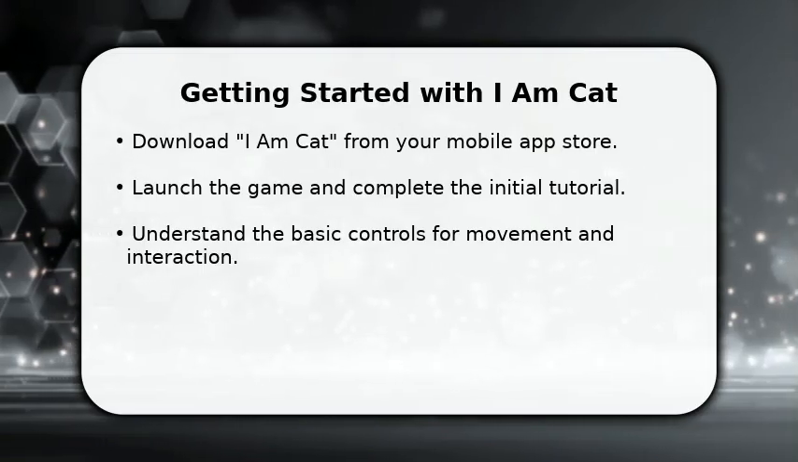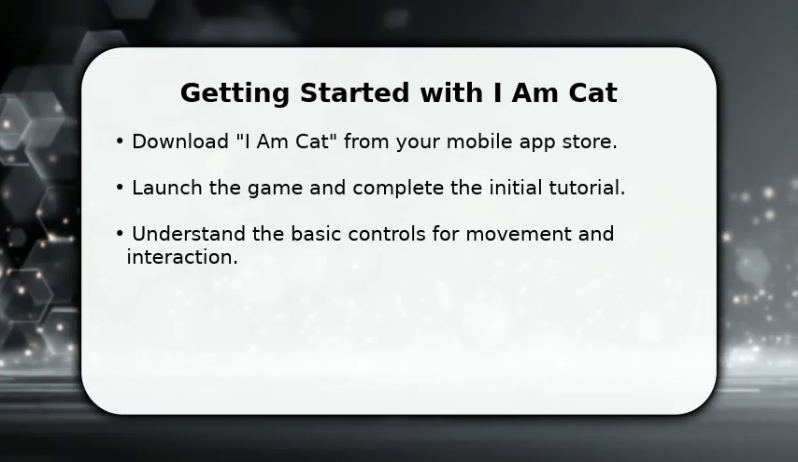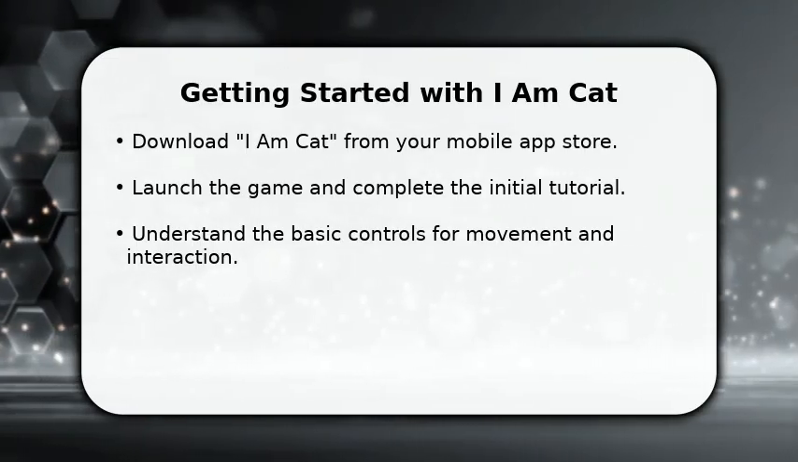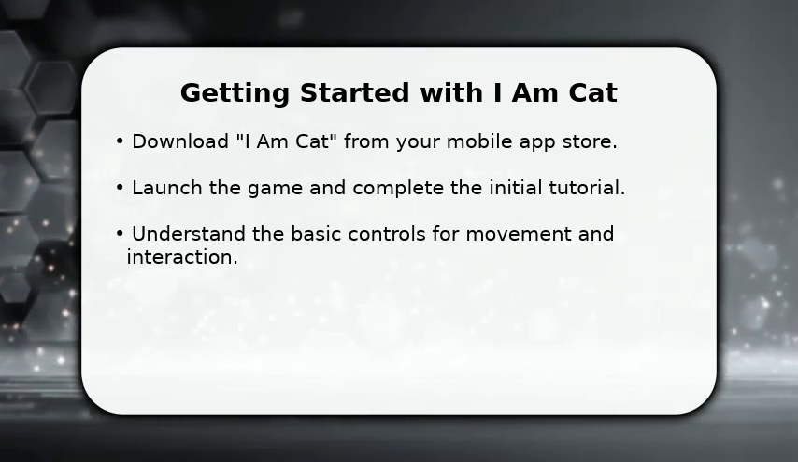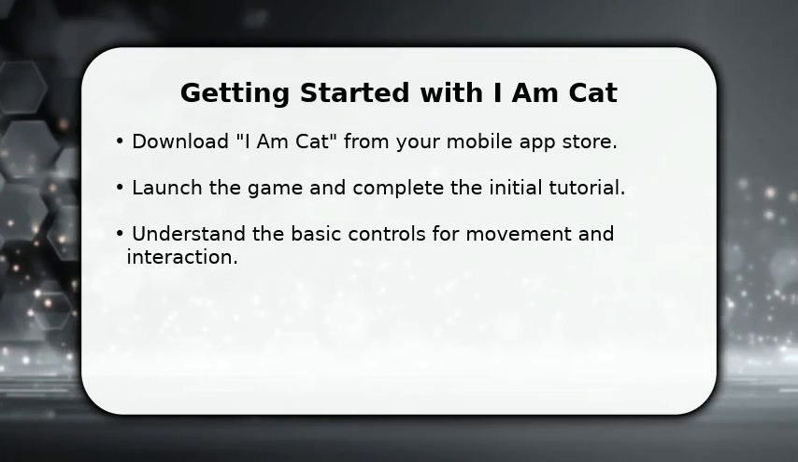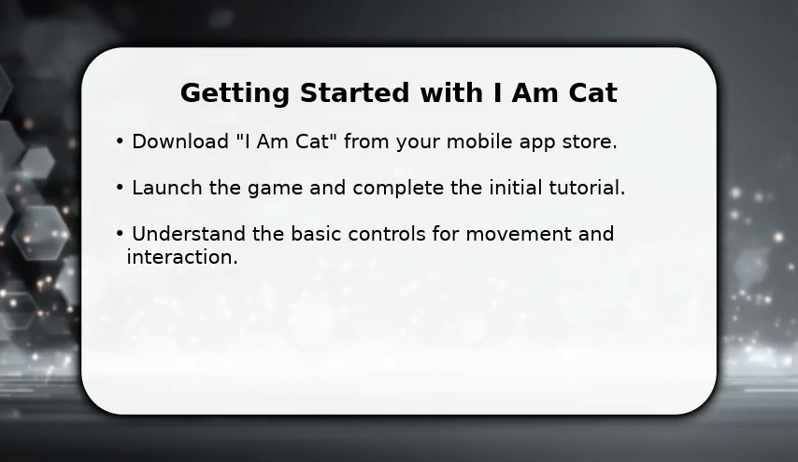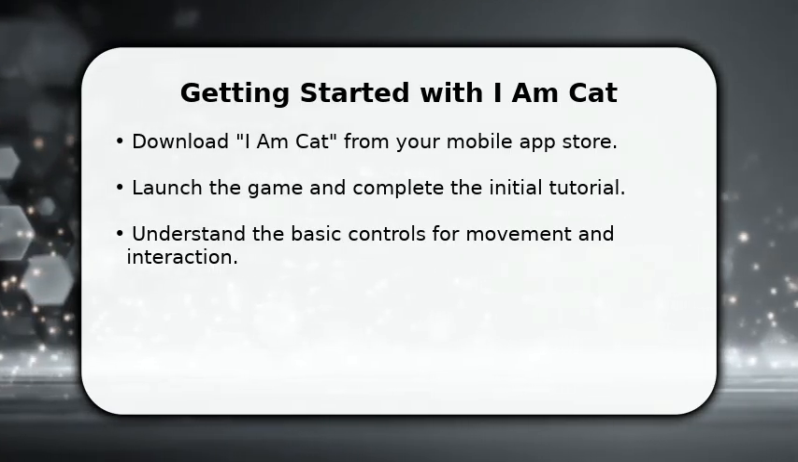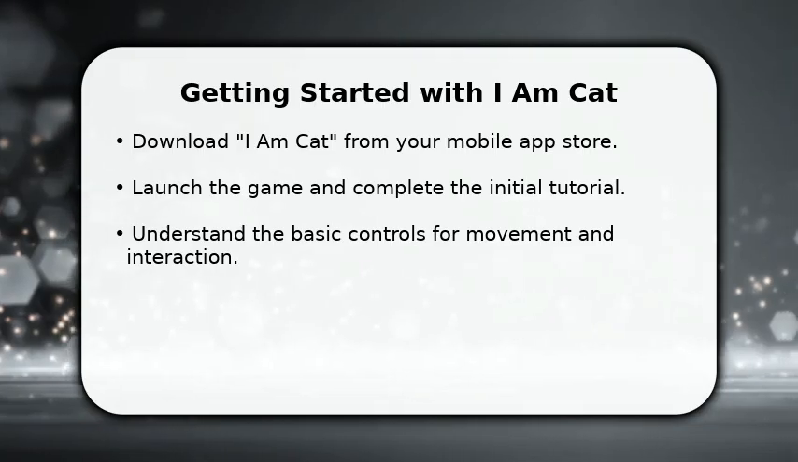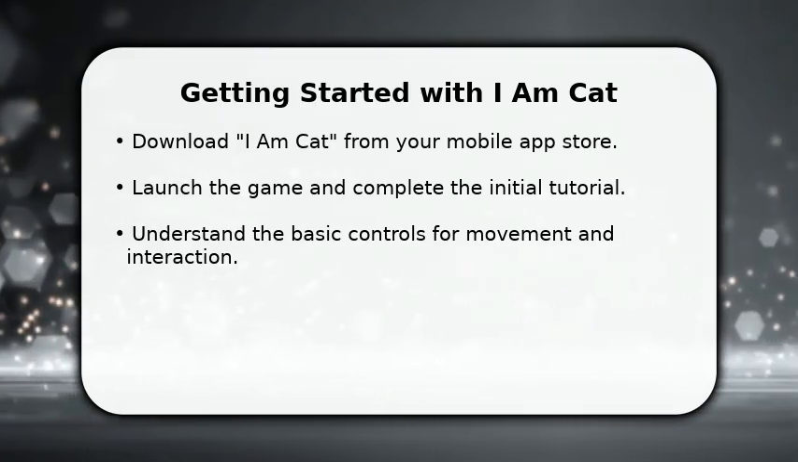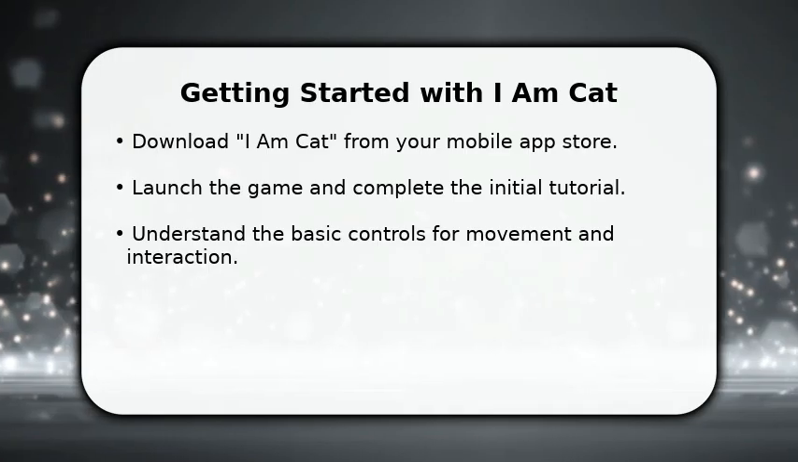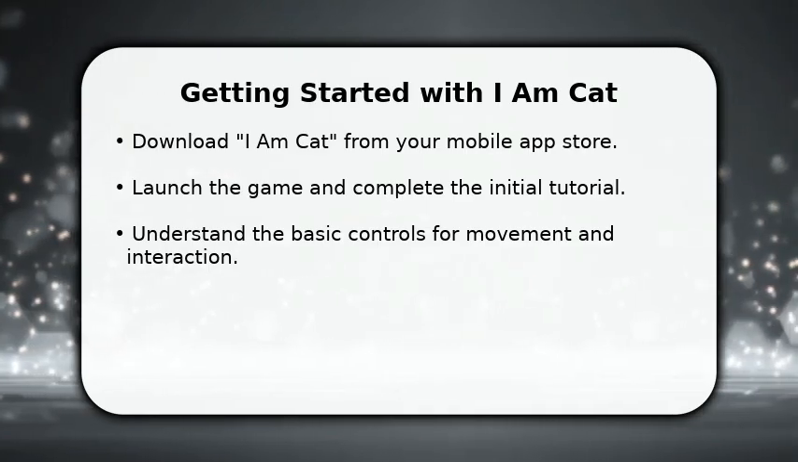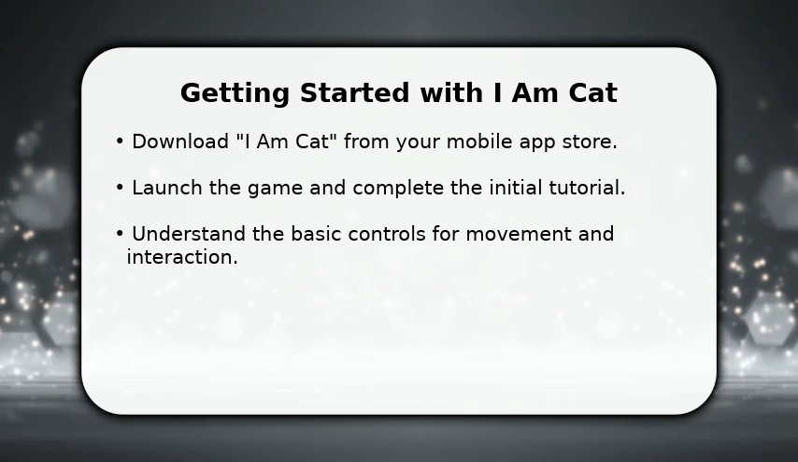In this video, I will explain how to play the I Am Cat game on mobile. First, locate and download the I Am Cat application from your device's App Store. Once installed, open the game and follow the brief introductory tutorial. This will quickly familiarize you with the core mechanics, such as navigating your feline character and interacting with objects in the environment. It's a simple process to get started, ensuring you're ready for adventure in just a few moments.